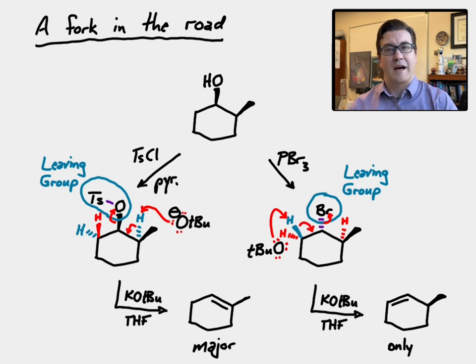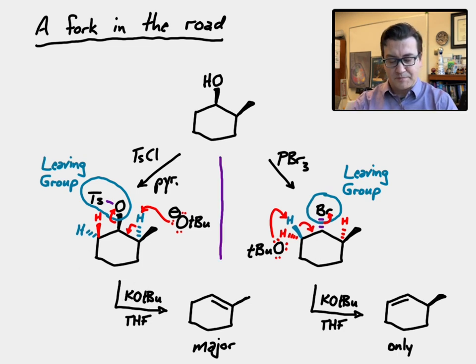I'll also point out that you could have skipped these roundabout steps. If you wanted to make this major product from this particular alcohol, you could have simply used phosphorus oxychloride with pyridine, and you can look at a previous video about how to do that dehydration reaction.